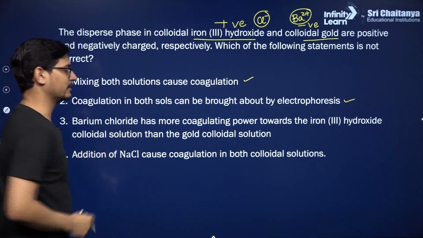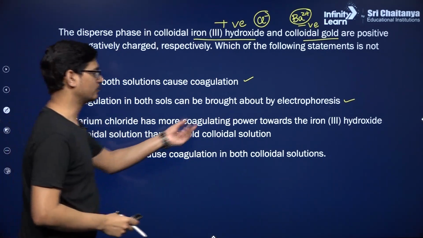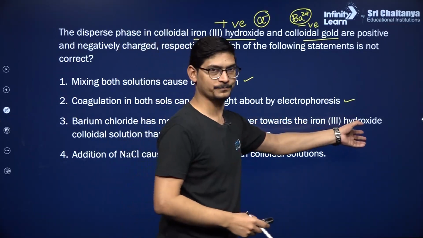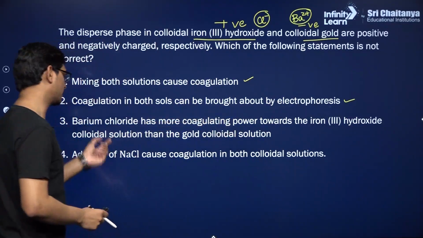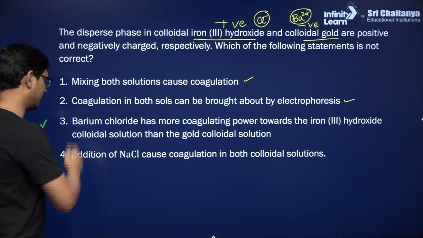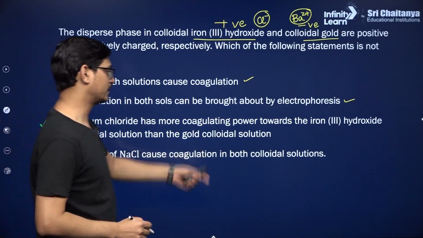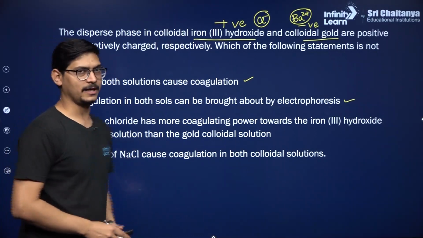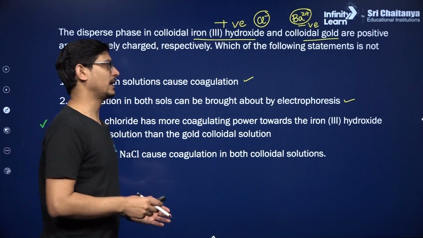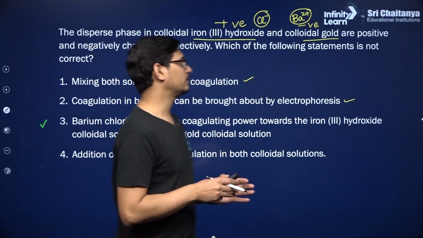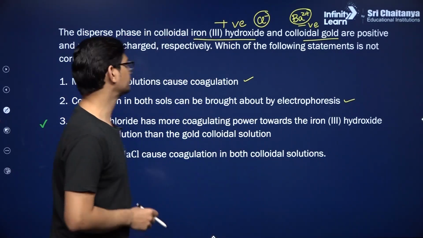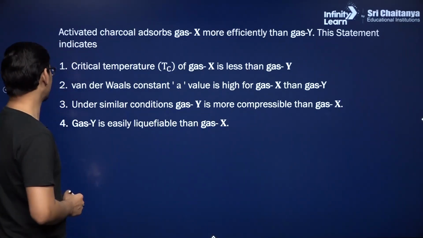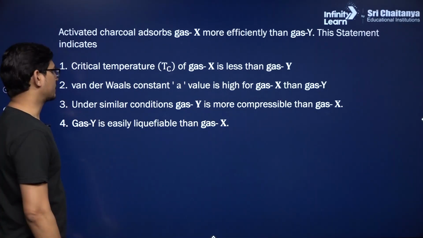So this statement is incorrect, right? Because it says barium chloride has more coagulating power towards ferric hydroxide, no, it has more coagulating power towards gold. So that is the correct answer. Addition of NaCl causes coagulation in both colloidal solutions. Yes, because each electrolyte contains a cation and anion. That means any electrolyte has the ability to coagulate both types of colloids. Moving to the next question. For this, the correct answer is option 2.